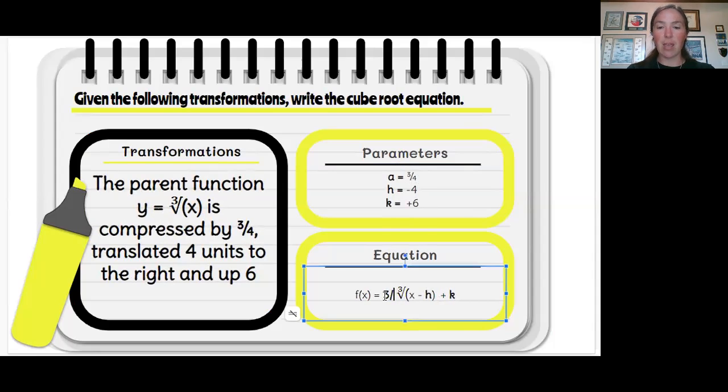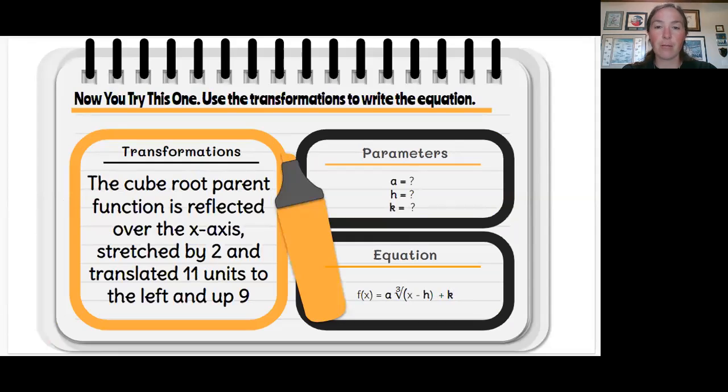So now we're going to go in and we're going to replace. So we said that the A value was 3/4. We said the H value was -4, so I don't have to replace that minus sign. And the K value was +6. And so we would just put that in. So this next one, I want you to try. Okay, use the transformations to write the equation. Use the examples that we've given you and see if you can replace the A, H, and K correctly.